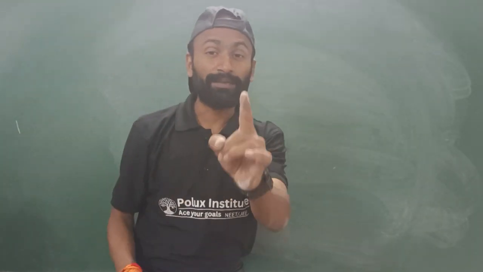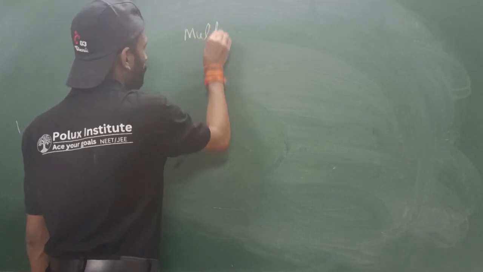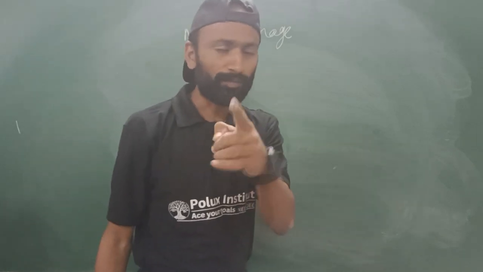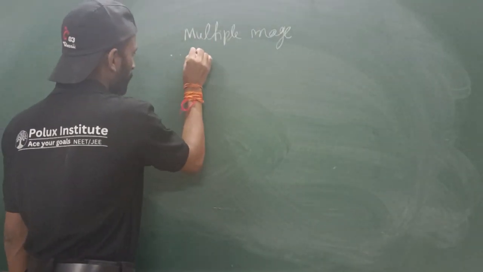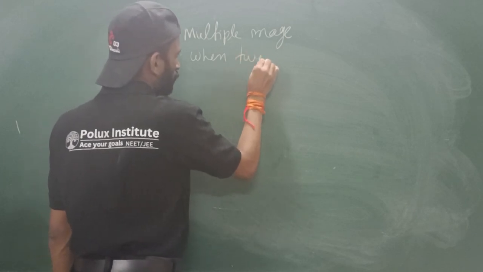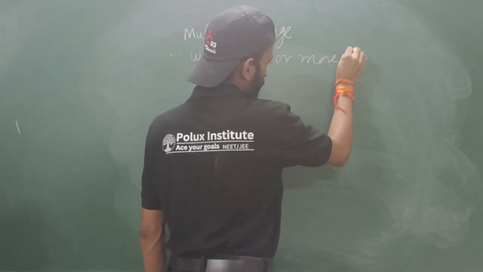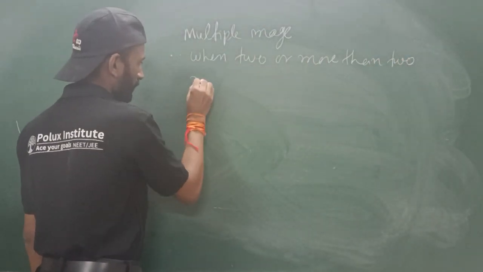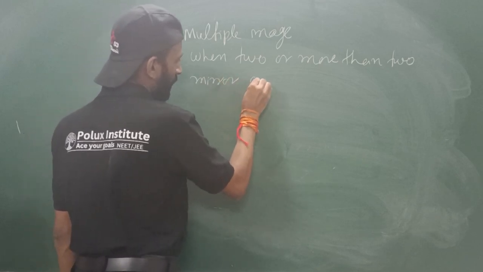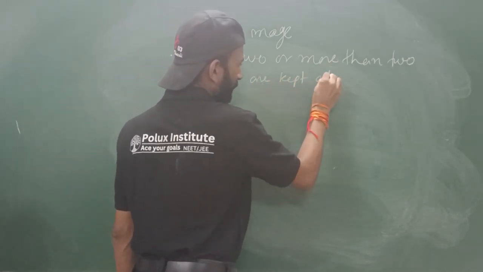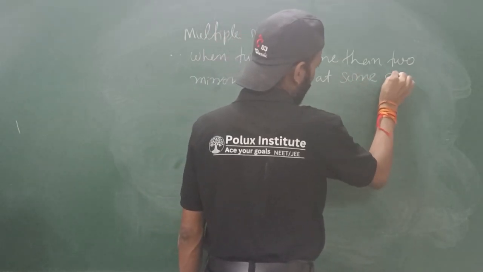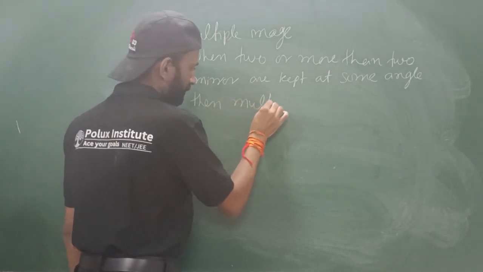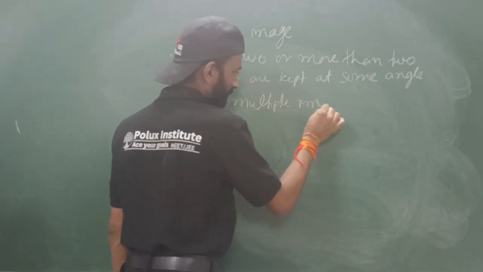Next topic, multiple image. Let me write first: when two or more than two mirrors are kept at some angle, then multiple images are formed.